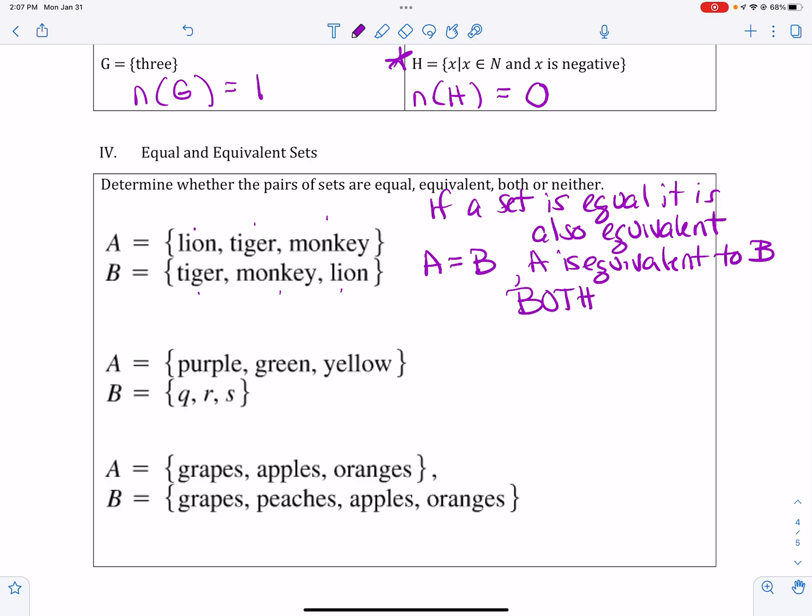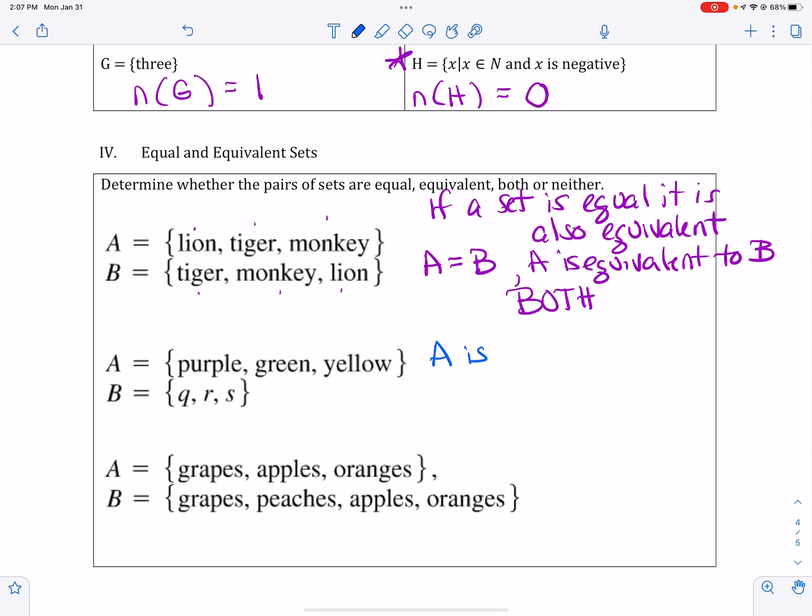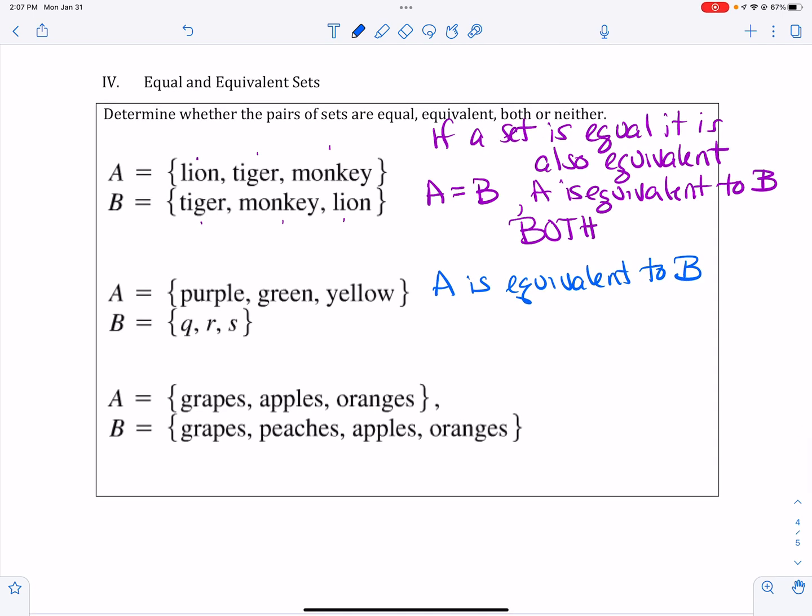Okay. The next set, purple, green, yellow, has 3 items. And B is QRS, which also has 3 items. So, A is not equal, but it is equivalent to B. And then the last one, the first set A has 3 items, the second one has 4. They do have some overlap, but they're not inclusive, so this one would be neither. Okay? All right, that finishes 2.1.